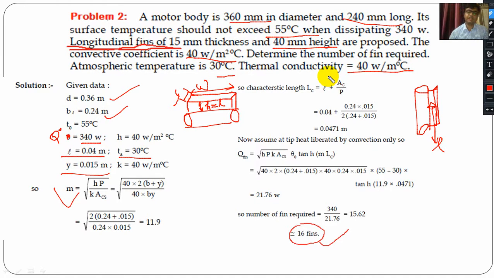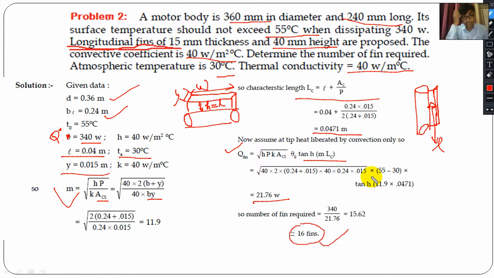So you just consider the second approach, which is evaluated by considering the characteristic length, which is L plus Ac by P. This Ac by P, area of cross section divided by perimeter, is already the Lc. The area of cross section you already calculate as B into Y, and the perimeter is 2 times (B plus Y). You just put in all those values, so you get the characteristic length value Lc. Now if you calculate the rate of heat transfer by one fin, it is under root of hP k Ac, theta naught, tan h(m Lc). This comes to 21.76 by putting in all those values.